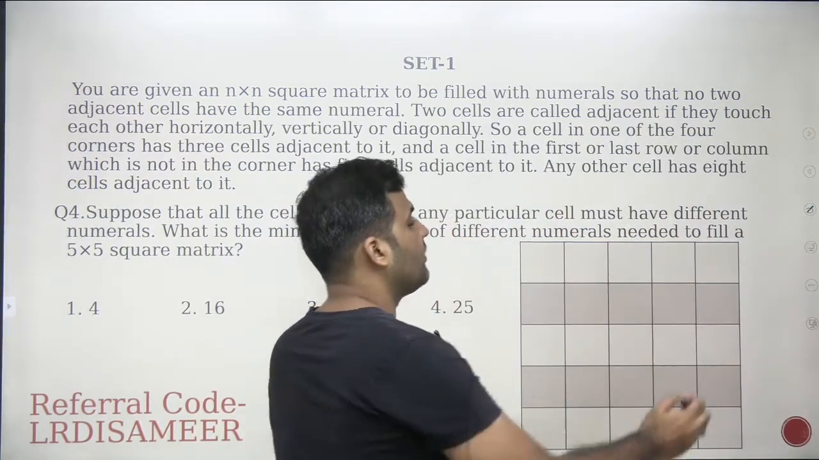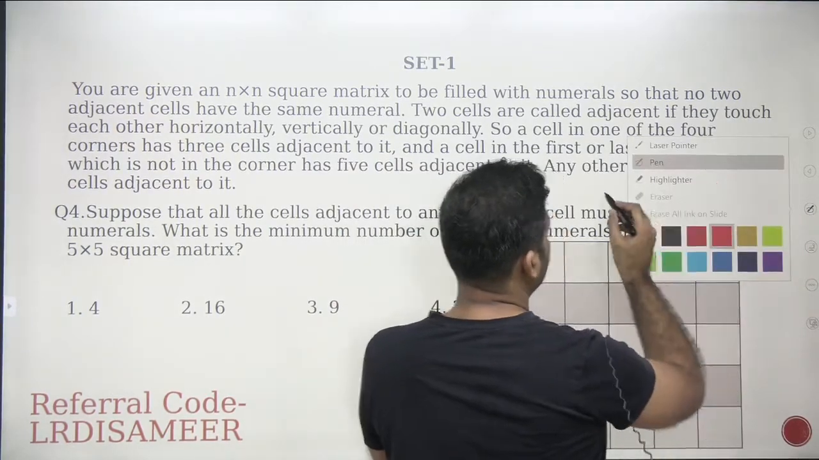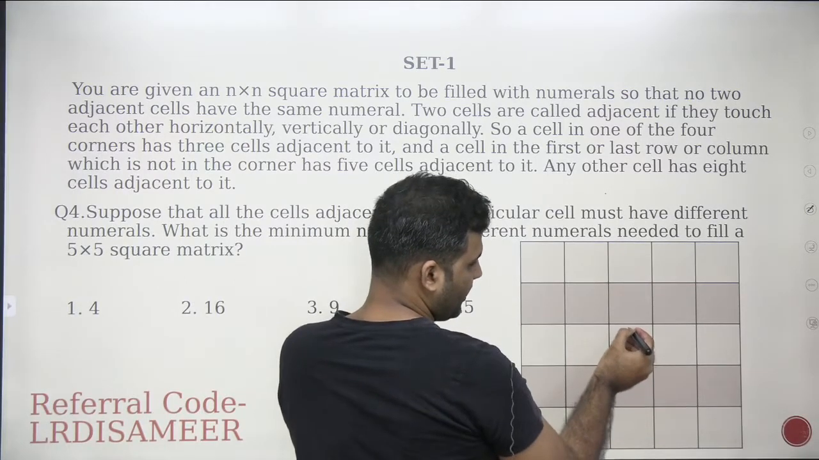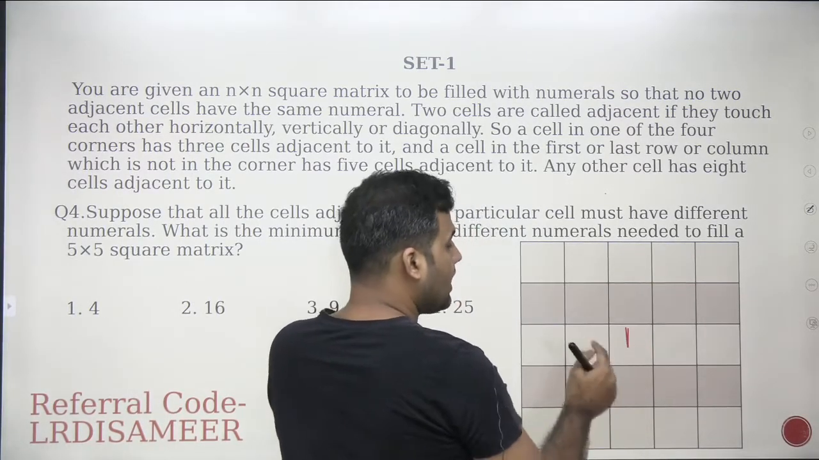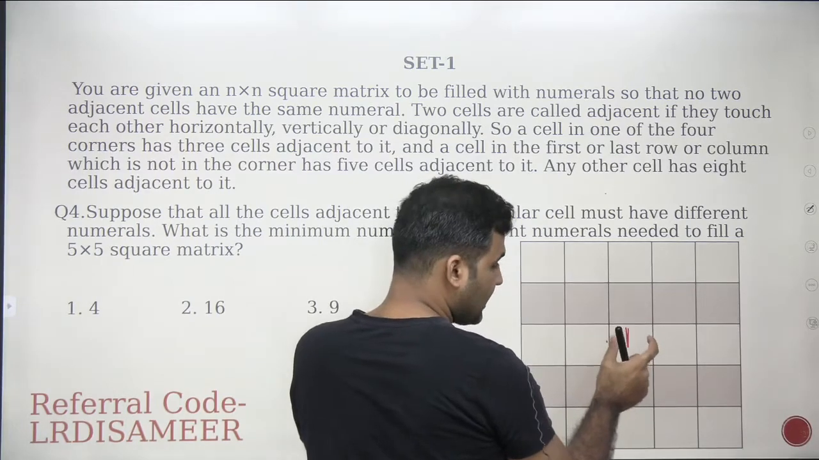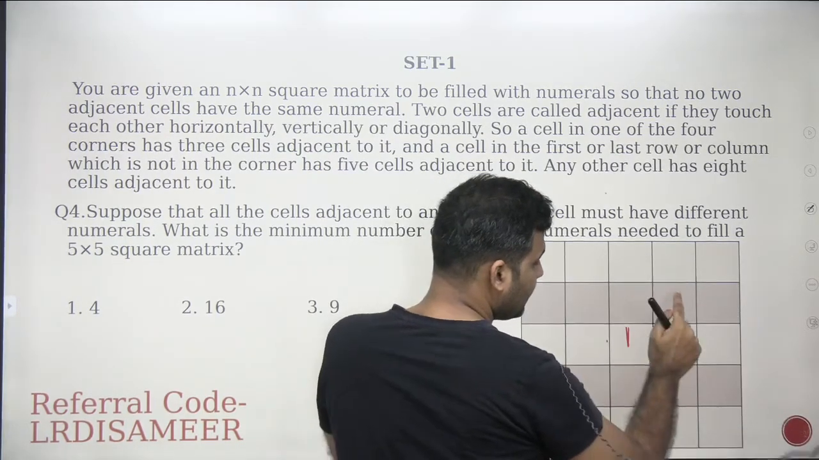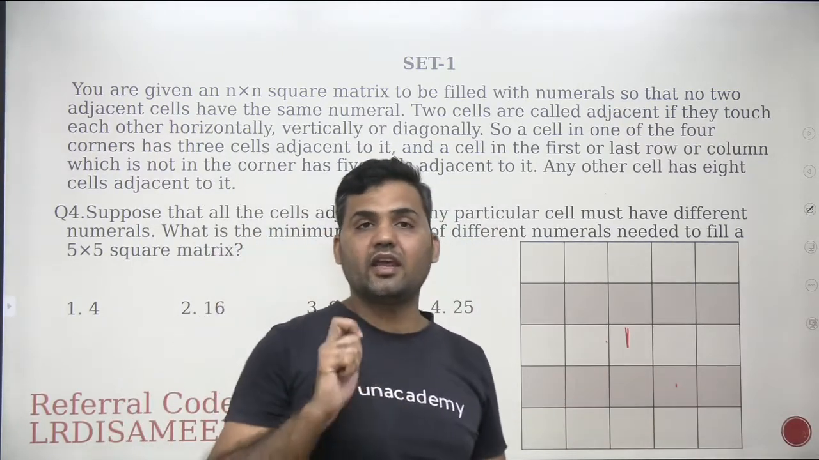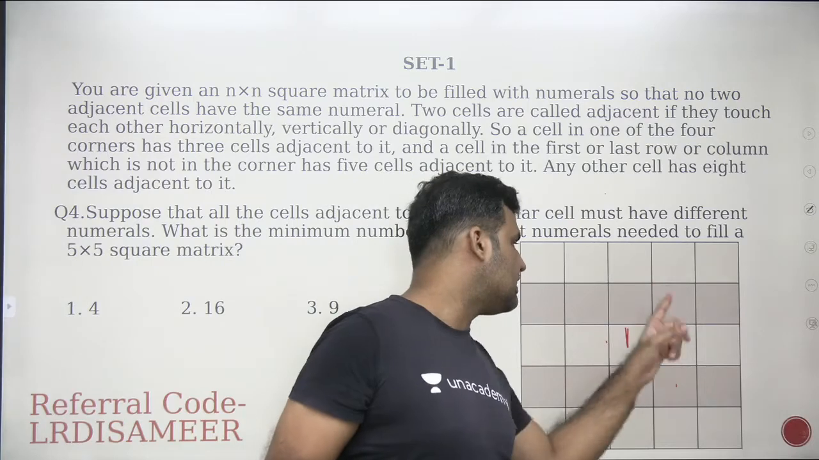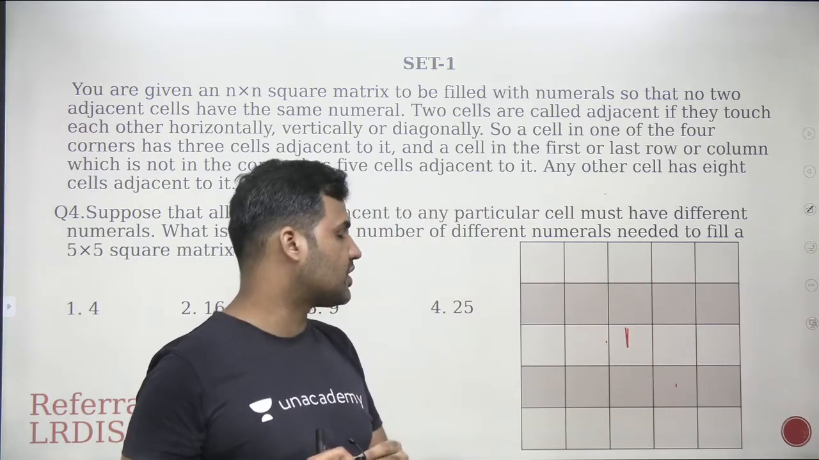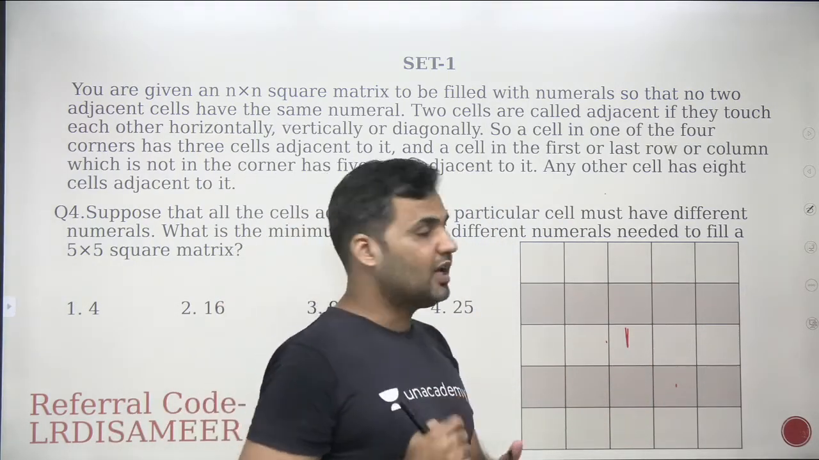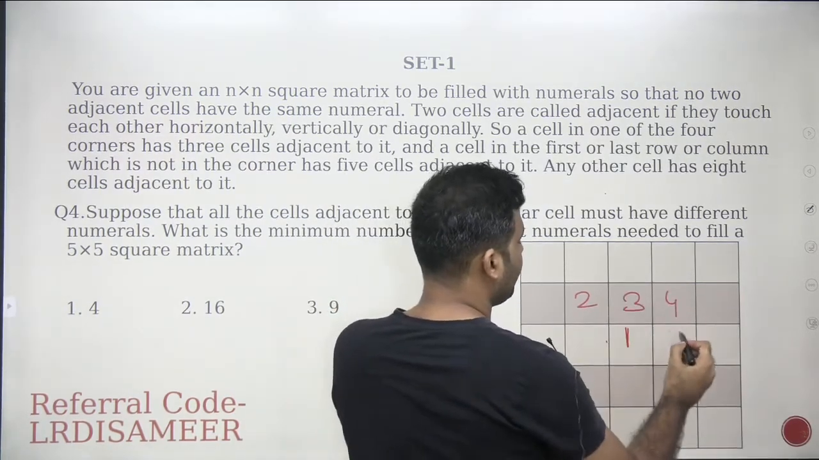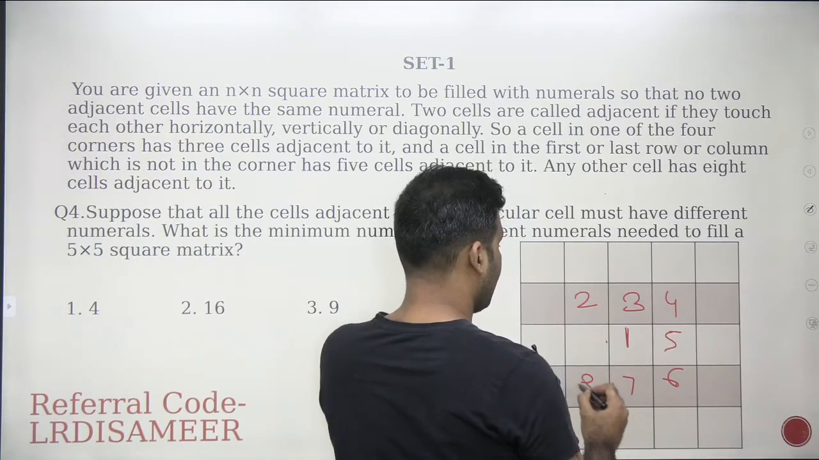Now you see that if I start from here, let's say I'm using number 1 here. Now how many cells are adjacent to this particular cell? 3, 5, 7 and 1, so 8 are the adjacent cells, and I need 8 different digits to fill in these places to satisfy the condition of this question. So 1 we have used, and for 8 cells we are using 8 different digits. So let's use 2, 3, 4, 5, 6, 7, 8 and 9.